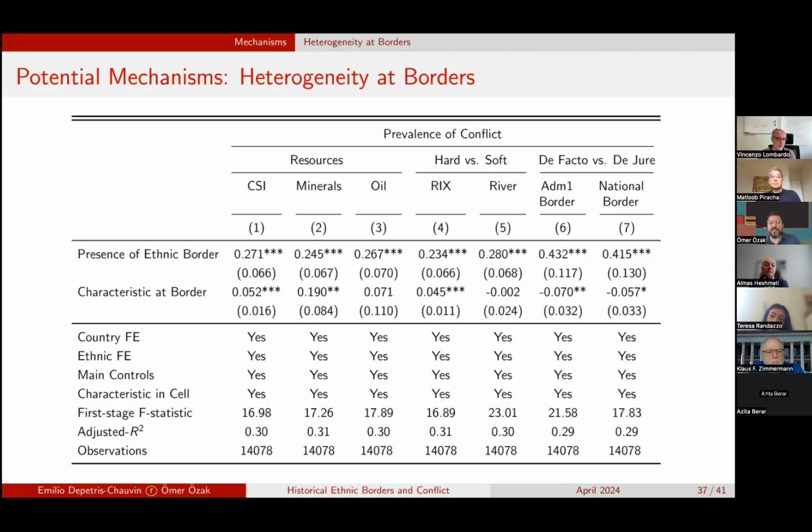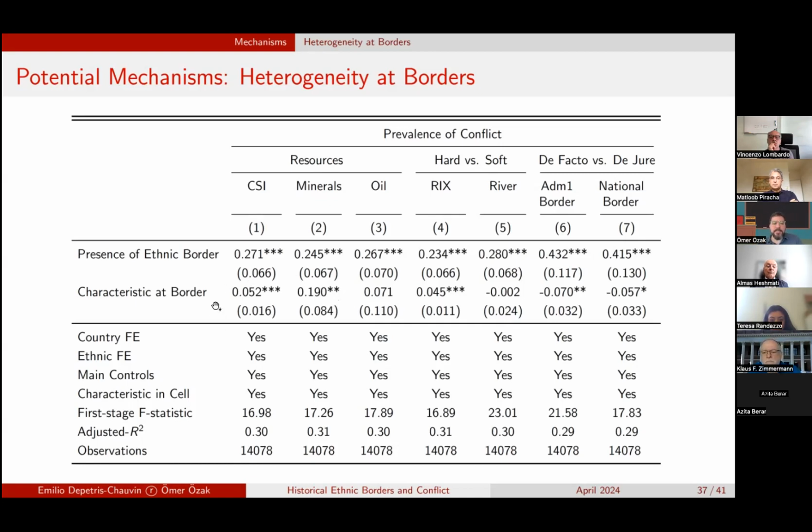So first, we're going to look at heterogeneity on the presence of resources. So here in the first three columns, we're looking at whether having very highly productive agricultural land within 5 kilometers of the border. So this is controlling for the average productivity of the land in the cell. We're going to now look only at how productive that border is and compare, in a sense, cells that have borders with high productivity with borders that have low productivity, right?